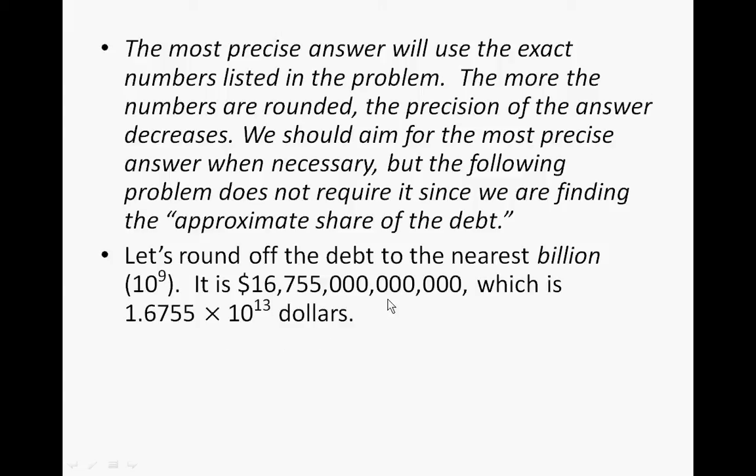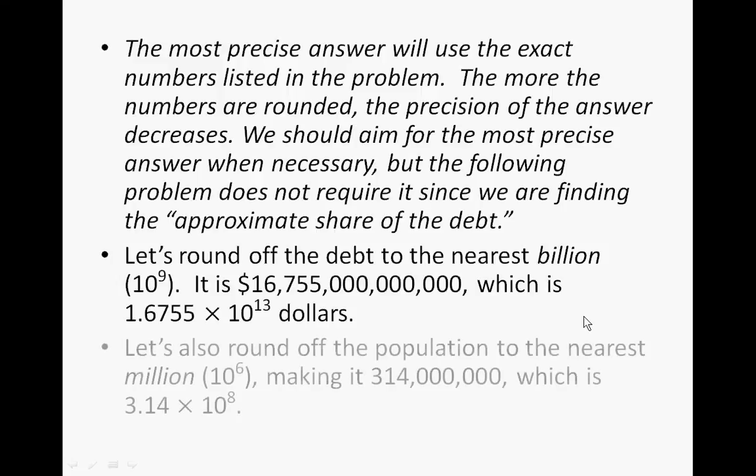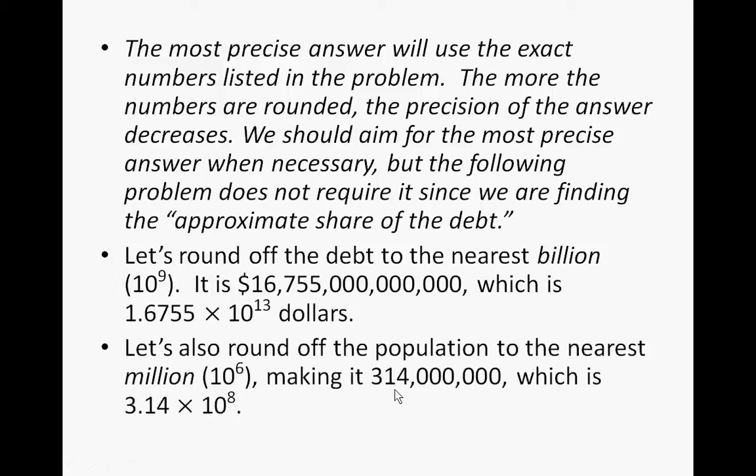Notice how all the rest of the numbers have been rounded, and this is our first billion spot. And then we've decided to round off the population to the nearest million. Just because we do billion for one doesn't mean we have to do billion for the other. So we're going to make this million, so that means this would be 314 million, or 3.14 times 10 to the 8th power. So again, if you're going to be rounding, you can choose how precise you want to round it to.